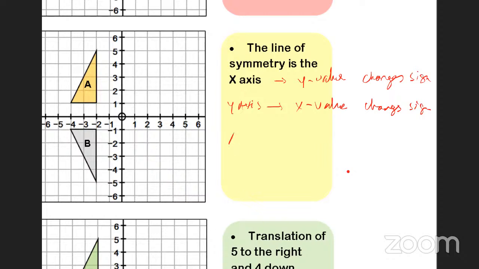What about the line x equal to y? What has happened there? Anybody remember? If you have x, y, it will switch now to y, x. So the x and y will switch positions. X becomes y and y becomes x.